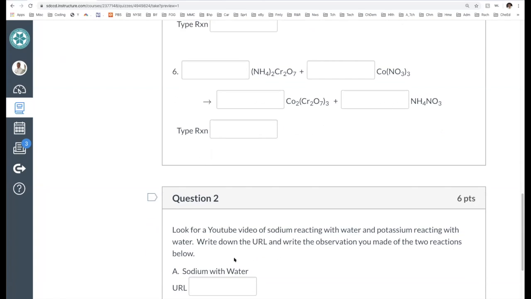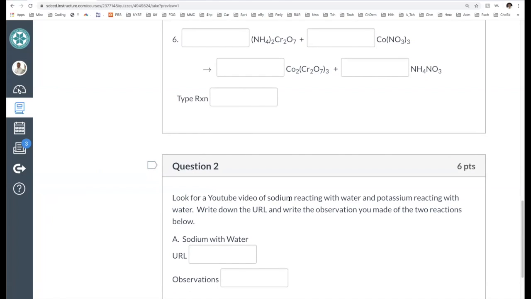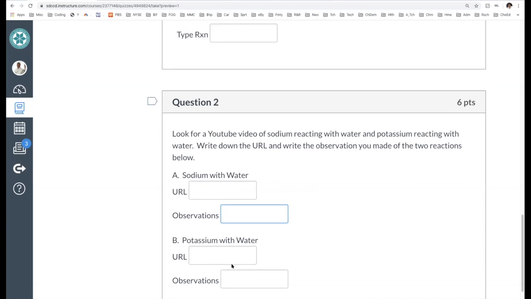This right here, look for a YouTube video. Give me the URL of sodium reacting and potassium reacting with water, and then write your observation. Even though this is a small box, you can write as long as you want because the box will extend, okay? The box will extend. You're not limited to the size of this box. So write down your observation. The more detailed that observation, the better off you'll be when I grade these things. So the reaction of sodium with water and the reaction with potassium in water.